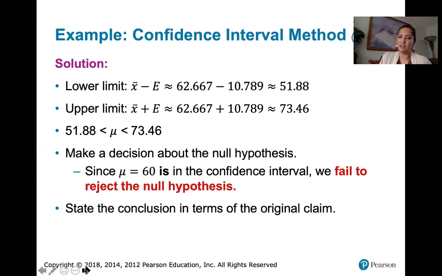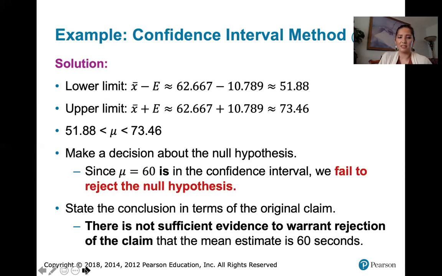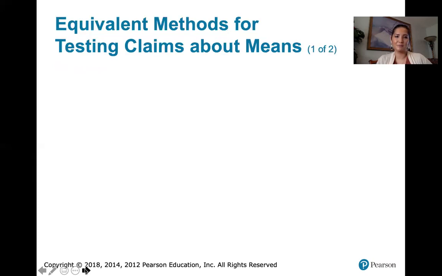So we'll fail to reject the null, and that means we want to say this about the original claim. Since the original claim was the null hypothesis, we're going to say that there is not sufficient evidence to warrant rejection of the claim that the mean is equal to 60 seconds.